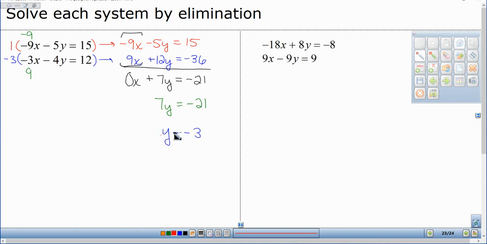Now that we have y equals negative 3, I'm going to go back to one of these original equations. I'm going to use the bottom one. And I'm going to change the y to a negative 3.